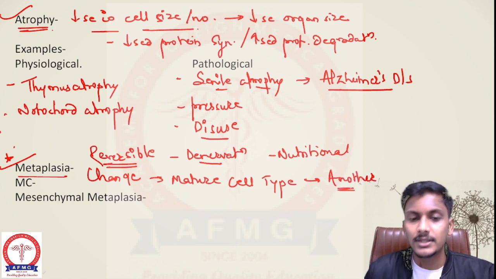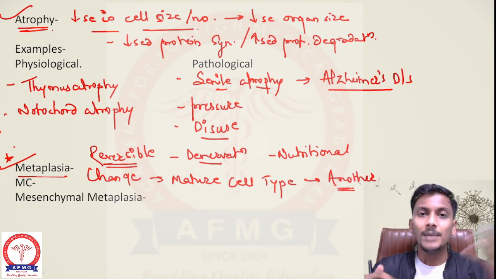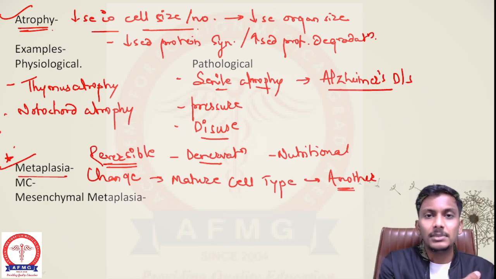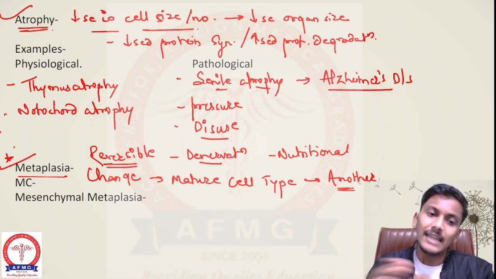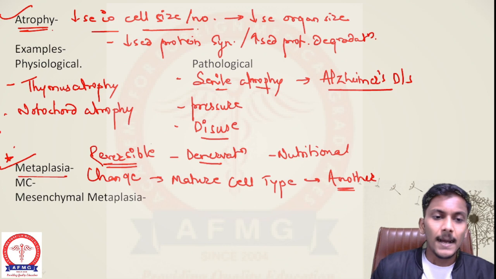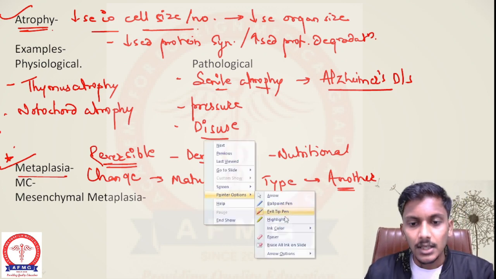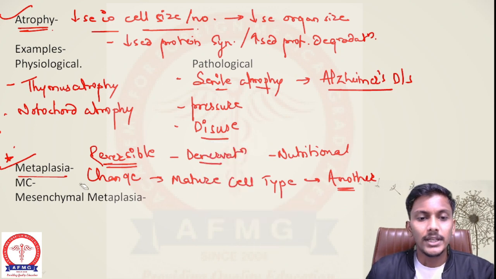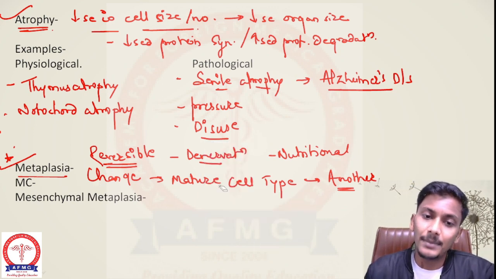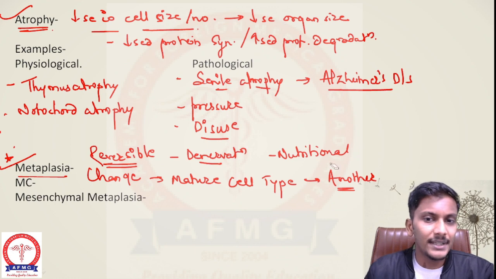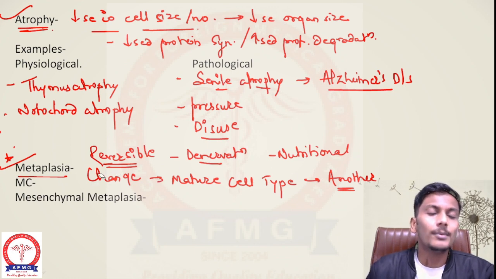Okay, another mature cell type. We can say one mature type of epithelium, like columnar epithelium, is changed to squamous epithelium. That is a classical example of metaplasia. So guys, please remember, the important one over here is the most common type of metaplasia. Questions have been asked repeatedly on this.